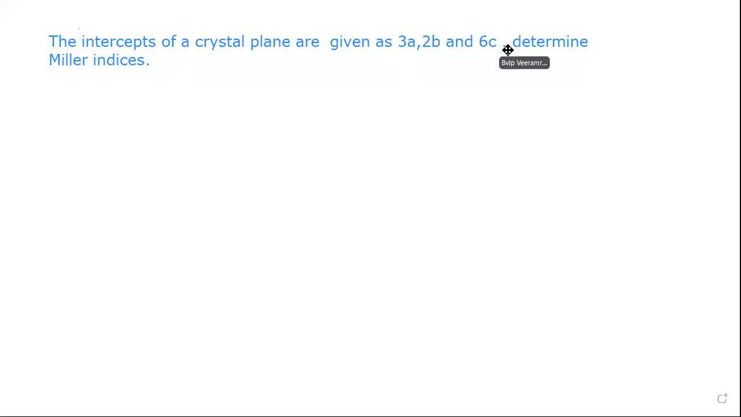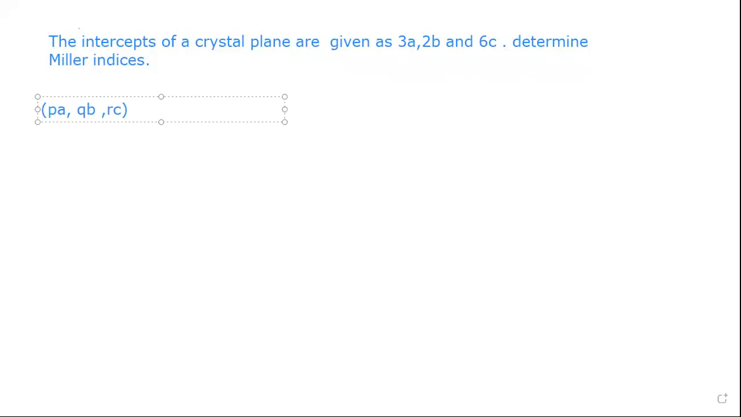So these values 3a, 2b, and 6c are the intercepts, expressed in terms of the parameters of the unit cell. A, B, C are the parameters of the unit cell. They are expressed like this, and these are the intercepts. So first of all, to determine the Miller index number, the first step is, we consider these values as the intercepts pa, qb, and rc. So these are the intercepts of the given plane.